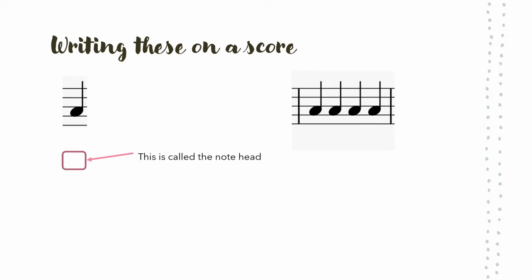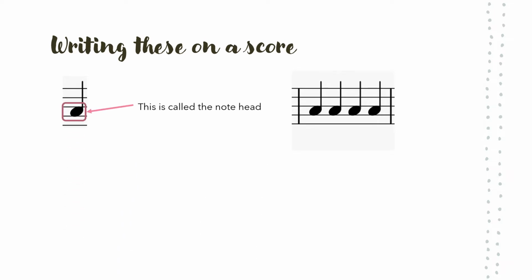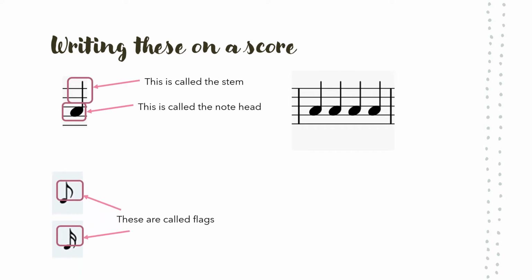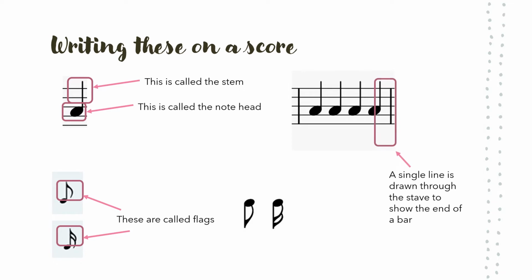So when you're writing them on the score, I'm just going to go through the different sections of the note, so you know what I mean when I'm referring to a flag and stuff. The circle bit is called the note head, and if it's coloured in like this, it's a crotchet. If it's got a hole in the middle, then it's a minim. So if you're drawing it, that's where you make that differentiation. Then we have the stem, and here are the flags. Again, the quaver has 1 flag and the semiquaver has 2 flags, and this is what they look like upside down, just so you know the direction of the flags. And if you see a single line drawn through the stave, that shows the end of the bar.